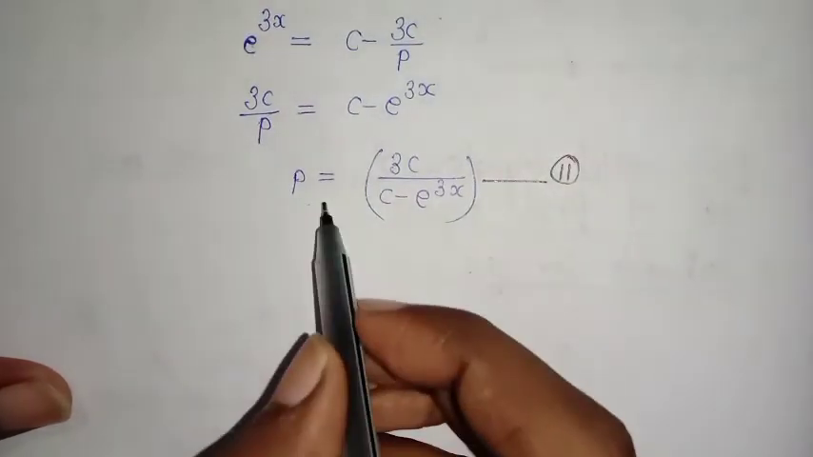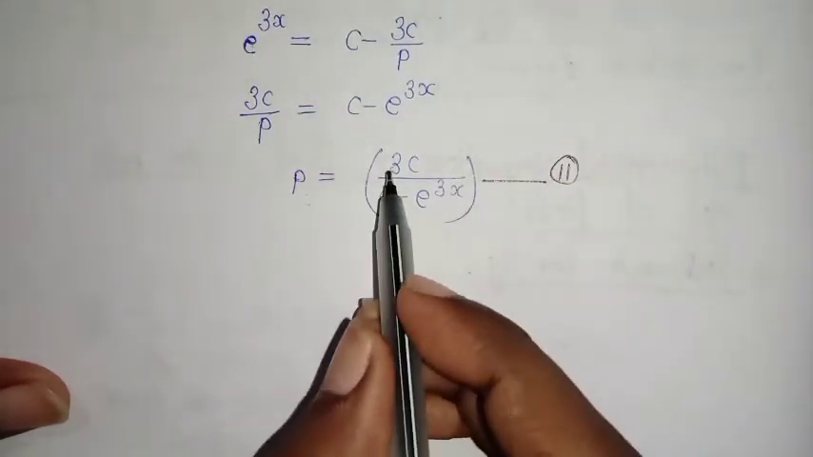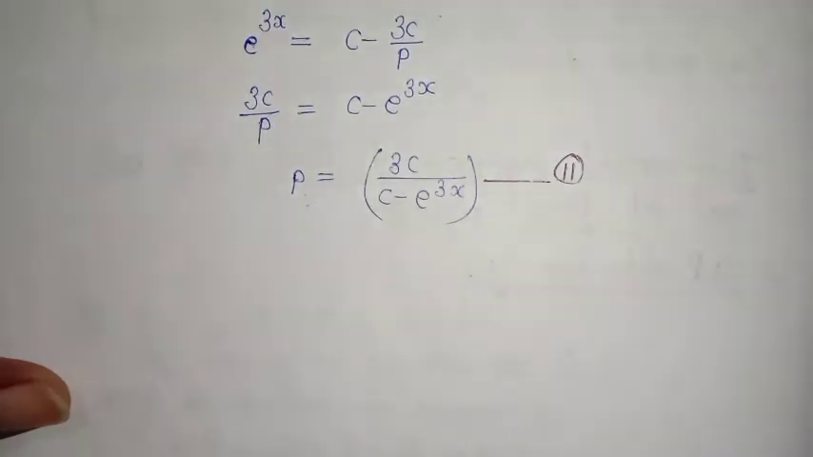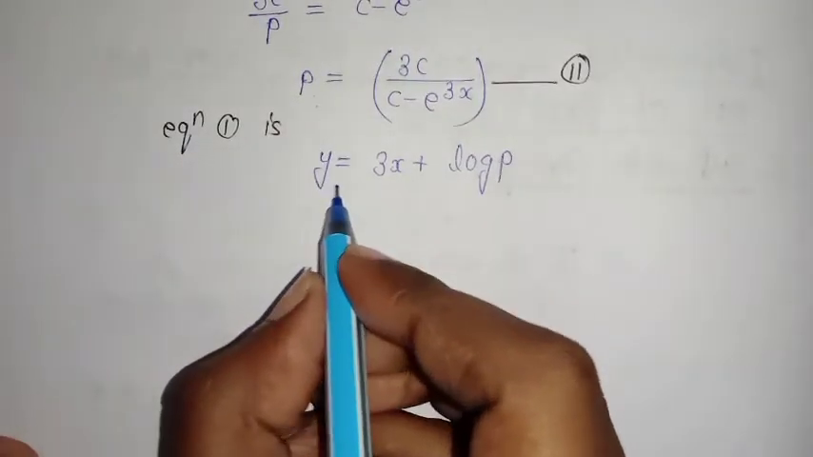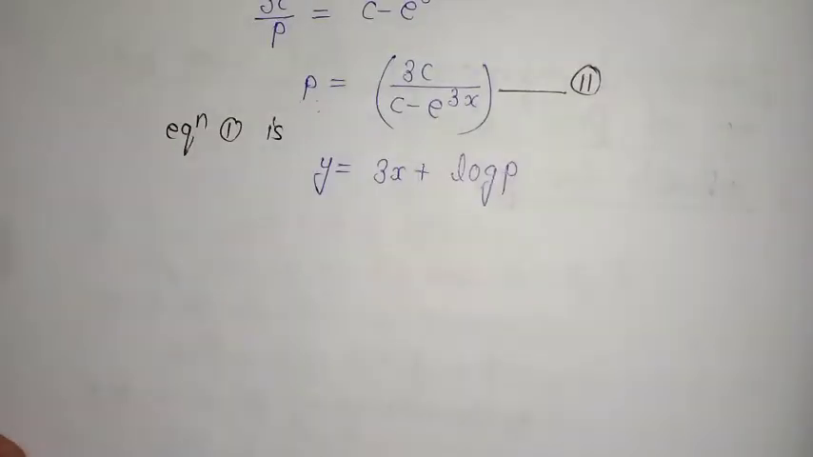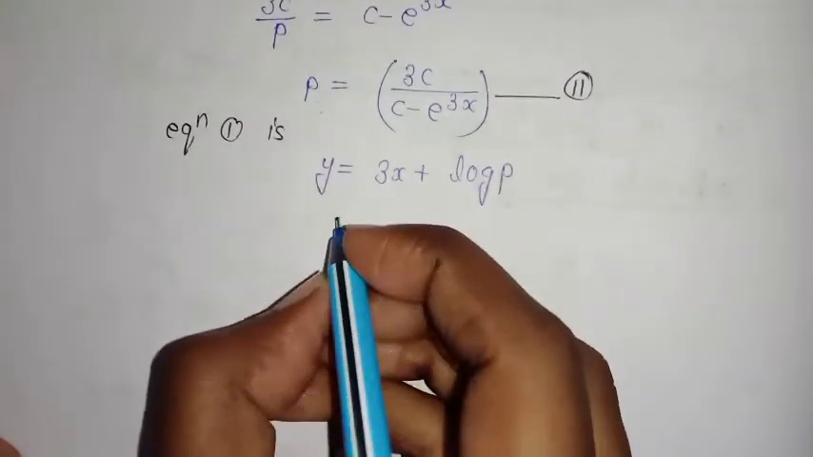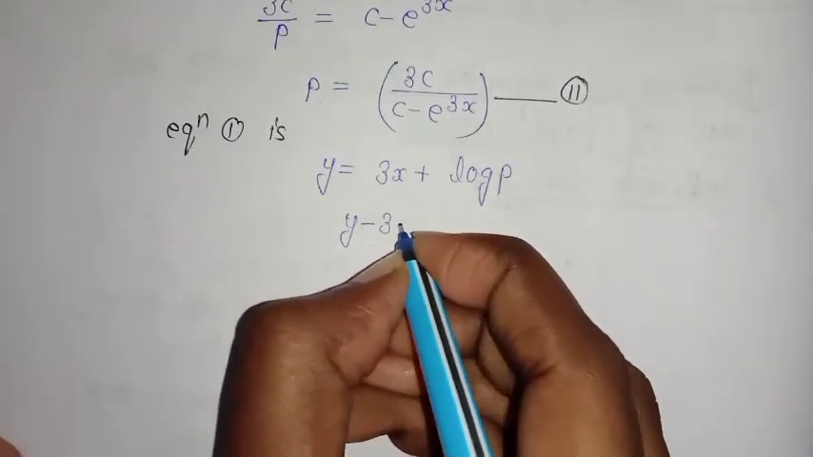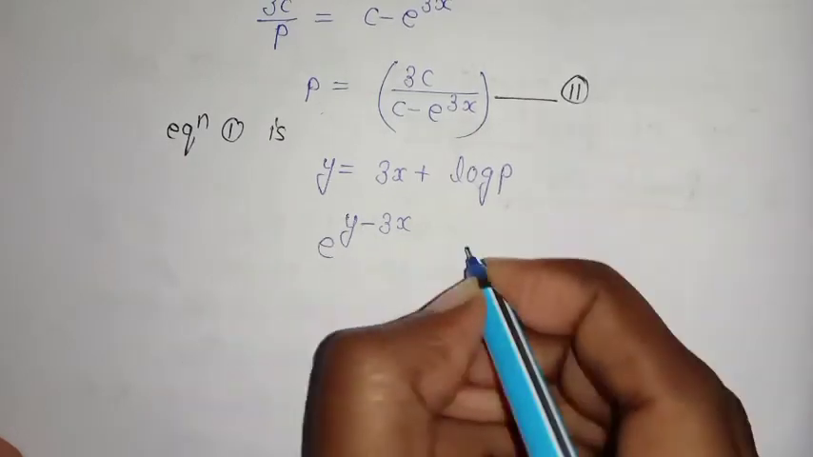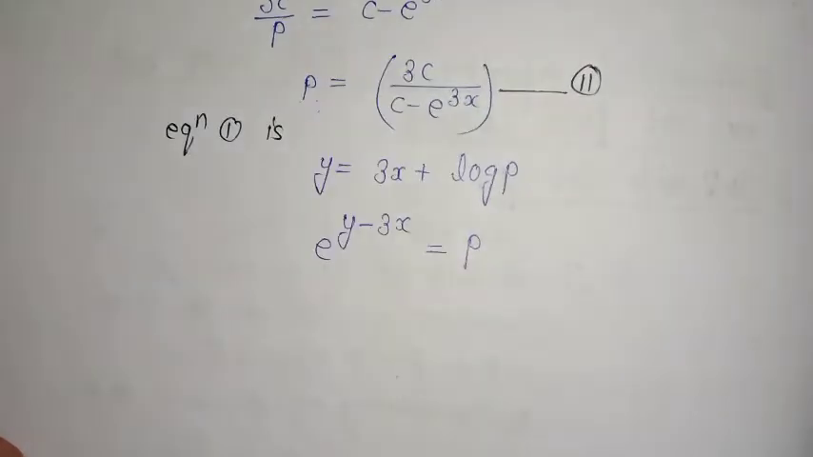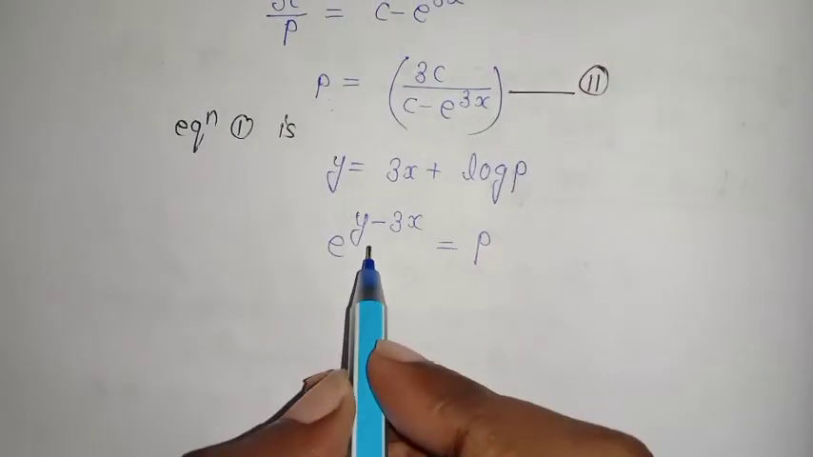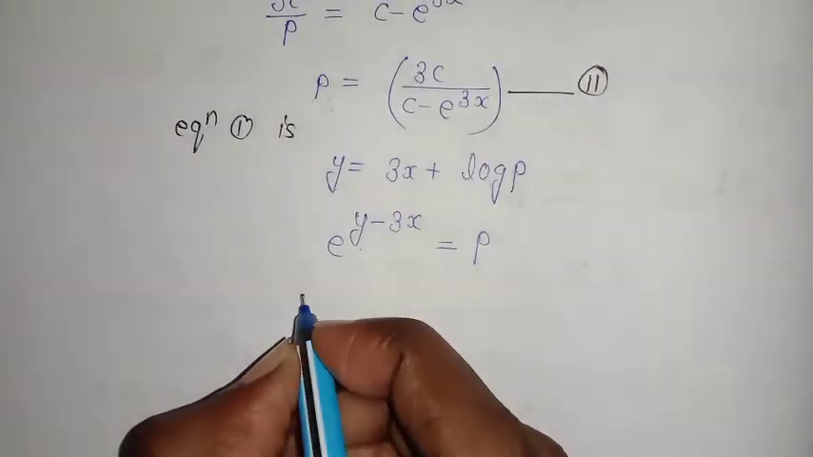Now we will try to eliminate the value of p from equation 1 and 2. Our equation 1 was y is equal to 3x plus log p, which is given to us. So firstly we will calculate the value of p. If we calculate the value of p, that is equal to e raised to power y minus 3x. So now we can put this value of p here. Then this takes the form.